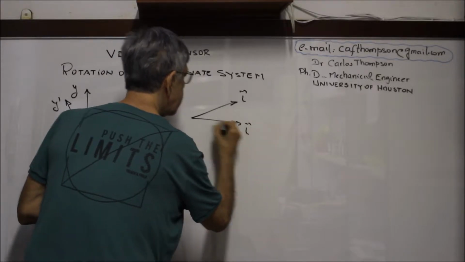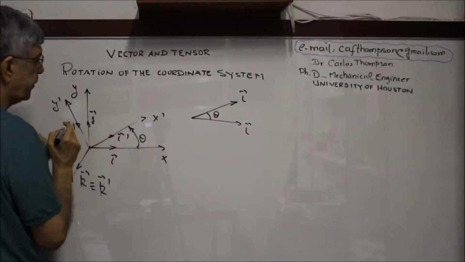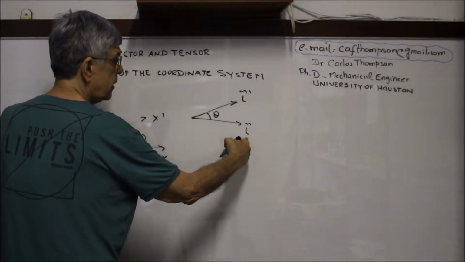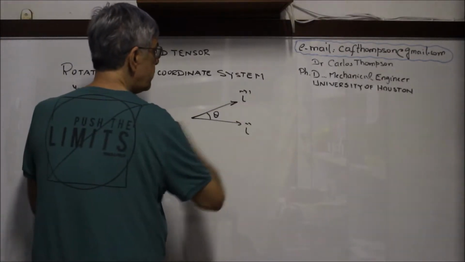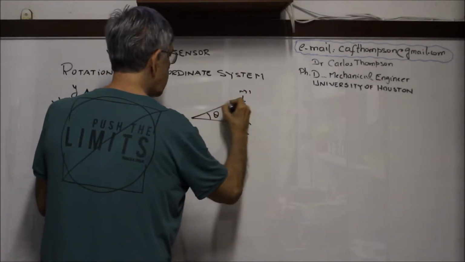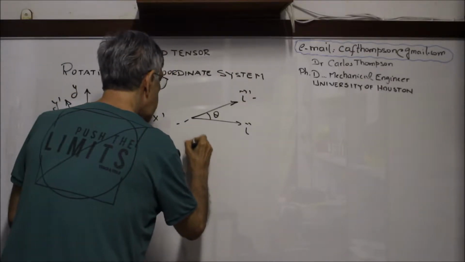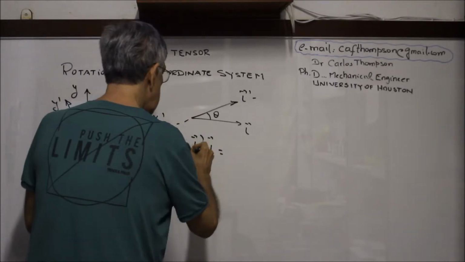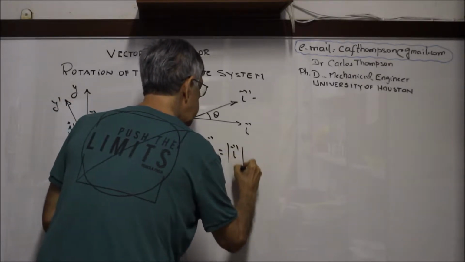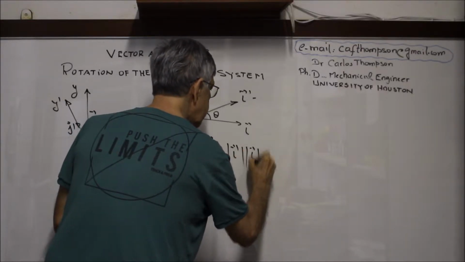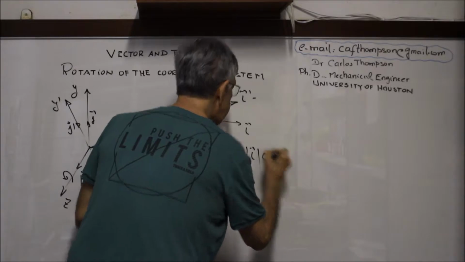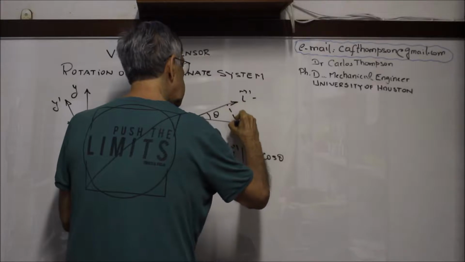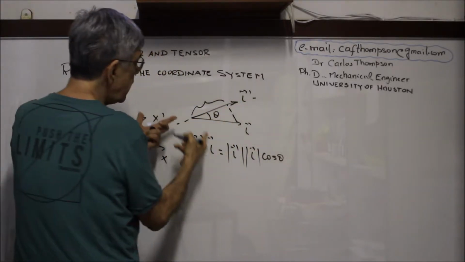Now, look, here you have i prime. Here is i. This is theta. How do I project this i prime, on this line here? Just i prime dot i is equal, in this case, to the magnitude of i prime, magnitude of i, cosine of the angle. Now I project i here. This is a scalar quantity.